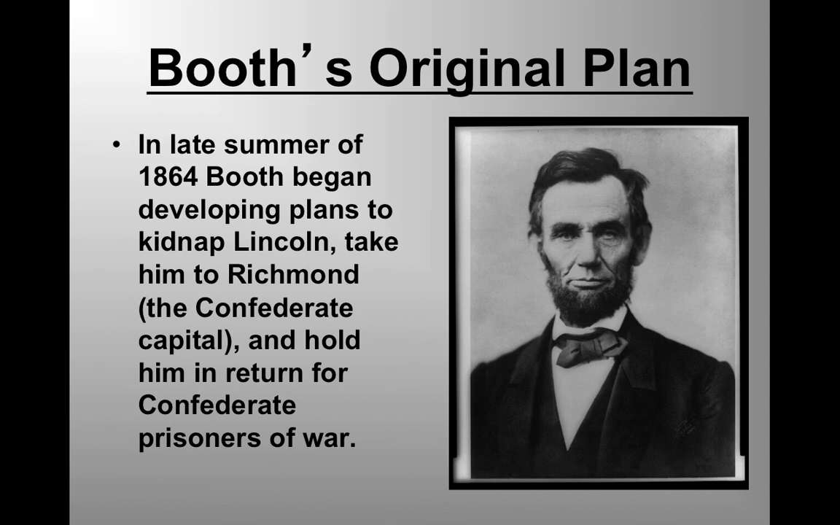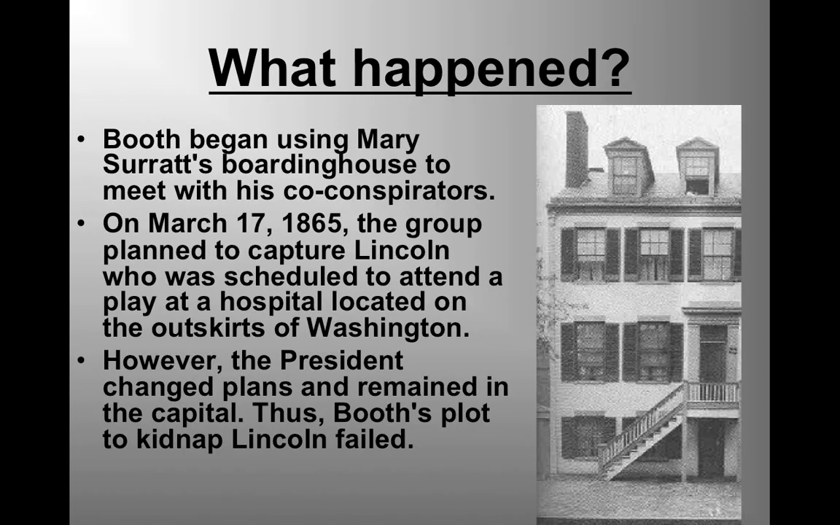And so John Wilkes Booth began developing plans to actually kidnap Abraham Lincoln. What he wanted to do is take him to Richmond, Virginia, which obviously is the Confederate capital, and hold him in return for prisoners of war. So Booth's idea was, well, this isn't going well for us, so if I kidnap the President of the United States, the Union will have no choice but to give us back prisoners of war and meet our demands, and if they don't, then maybe we'll kill Abraham Lincoln. So that was John Wilkes Booth's original plan.